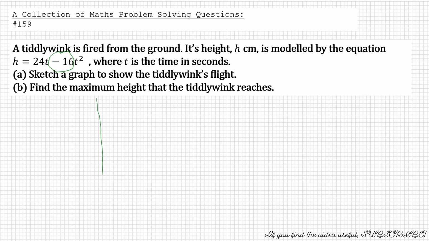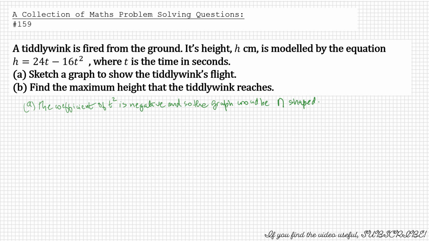So to do part A, the coefficient of t squared is negative, and so the graph would be n-shaped. So next, what we need to know is the intercepts.